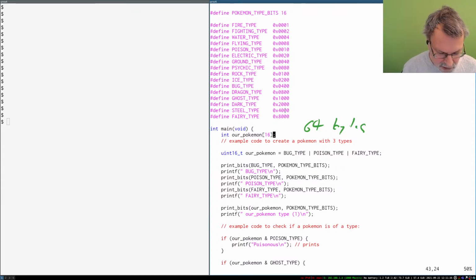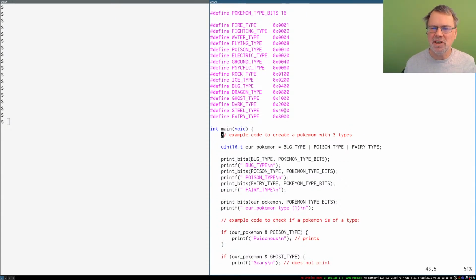So here's my alternative. Instead of using an array, I'm going to use individual bits, and if a Pokemon has the type, that bit will be 1, and if it doesn't have the type, that bit will be 0. That means I only need 16 bits or 2 bytes. So this is 2 bytes versus 62, a storage saving of 32 times.